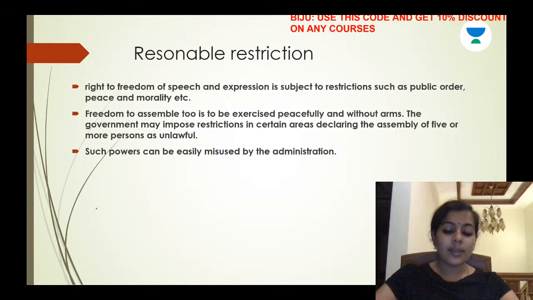So what are the reasonable restrictions when it comes to the fundamental rights? What are the reasonable restrictions?